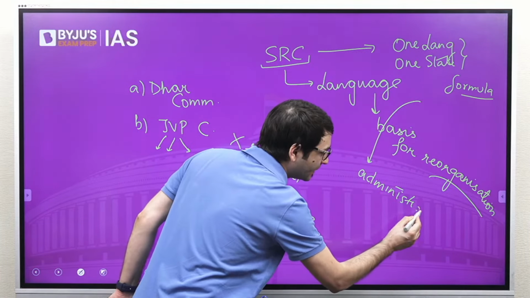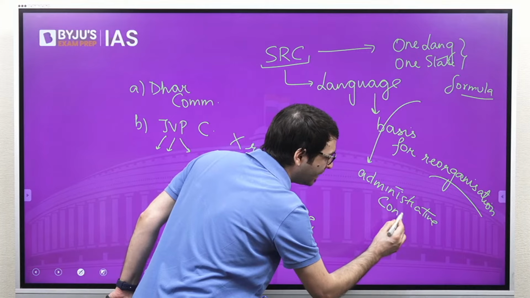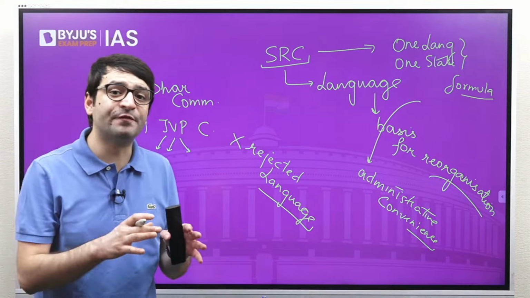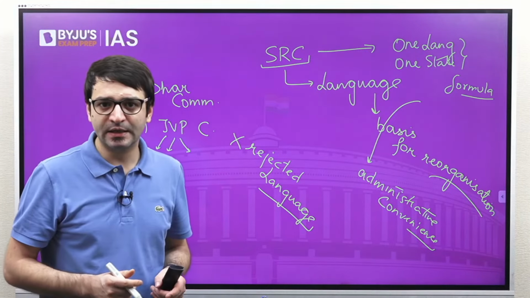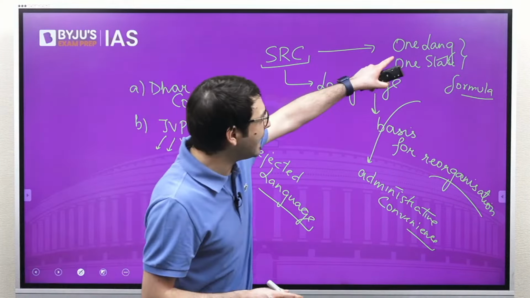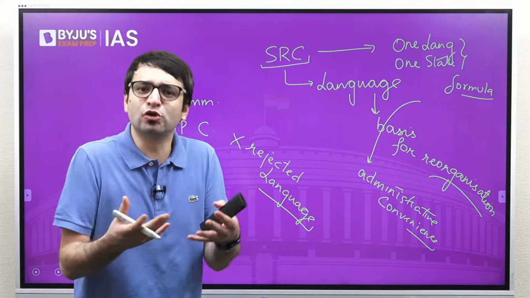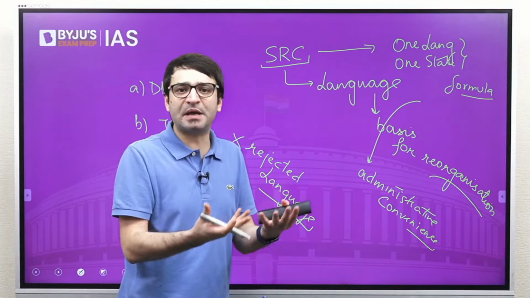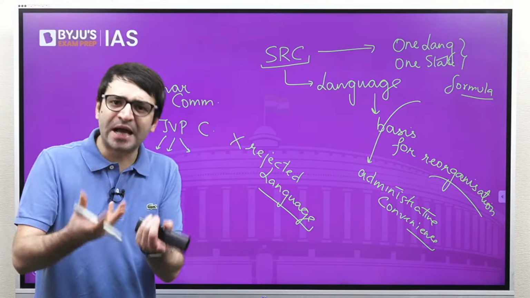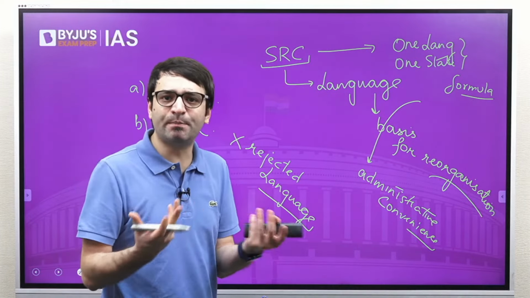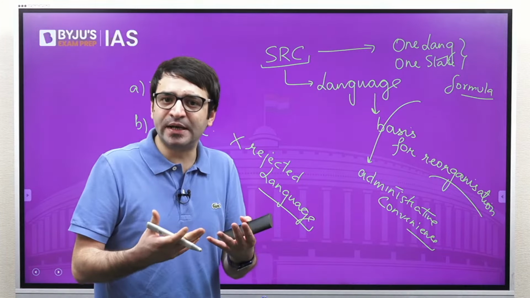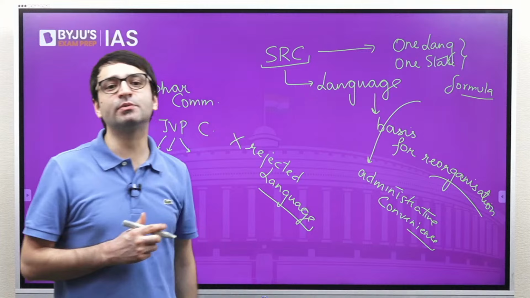administrative convenience. The state should not be too huge, too large, so that it becomes difficult to administer and govern these states. Otherwise, if the one language, one state formula was accepted, then possibly the entire North India could have been one state, because almost the entire North India speaks one language, which is Hindi. So yes, Hindi can be the basis for reorganization. Telugu can be the basis for reorganization. Tamil can be the basis for reorganization. But one language, one state, no. We still have to create states on the basis of administrative convenience.